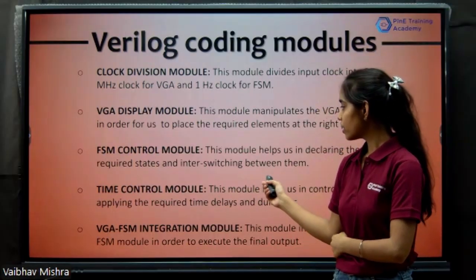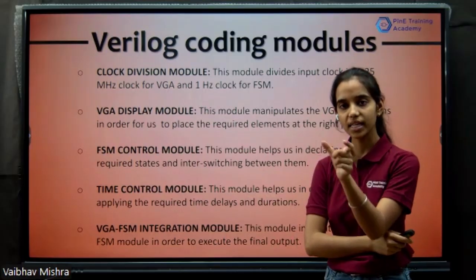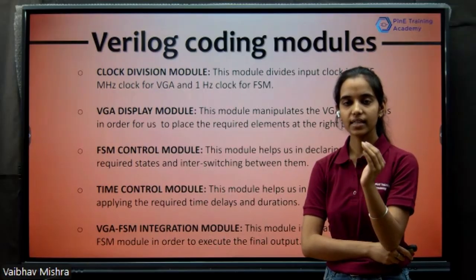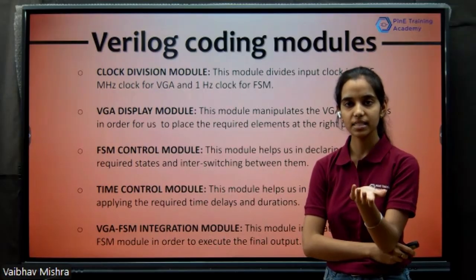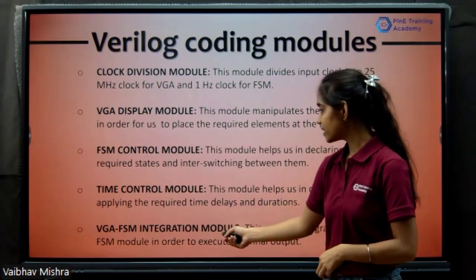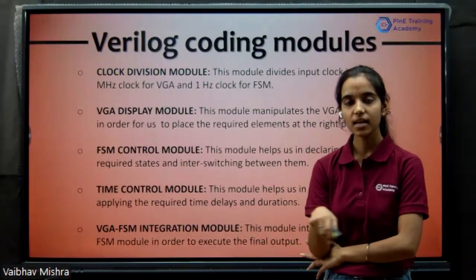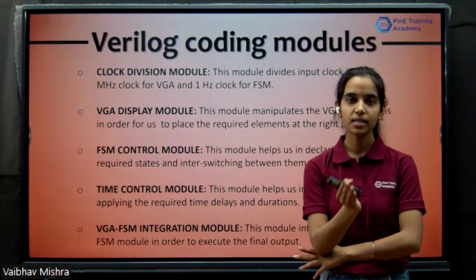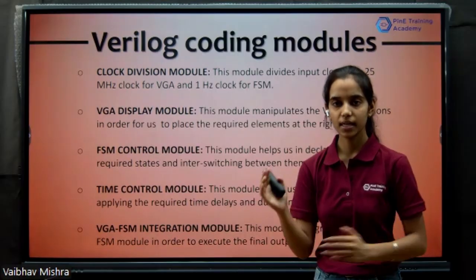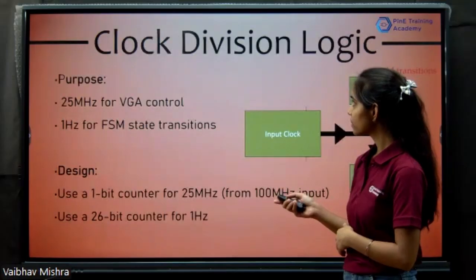Now, the time control module. This module was designed to implement the counters which will count on each of the sides. Basically, 4 counters, one for each of the sides, where they will show the countdown and how much time is remaining for the next light. Now, the most important is the VGA and FSM integration module. Since we have already designed the circuit and how it will look, and also designed the backend on how it will work, our main motive was to integrate both and see how it will work further.